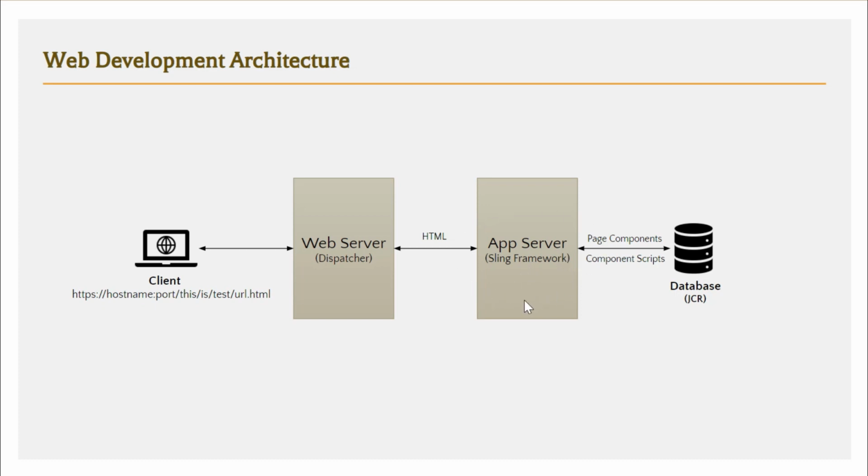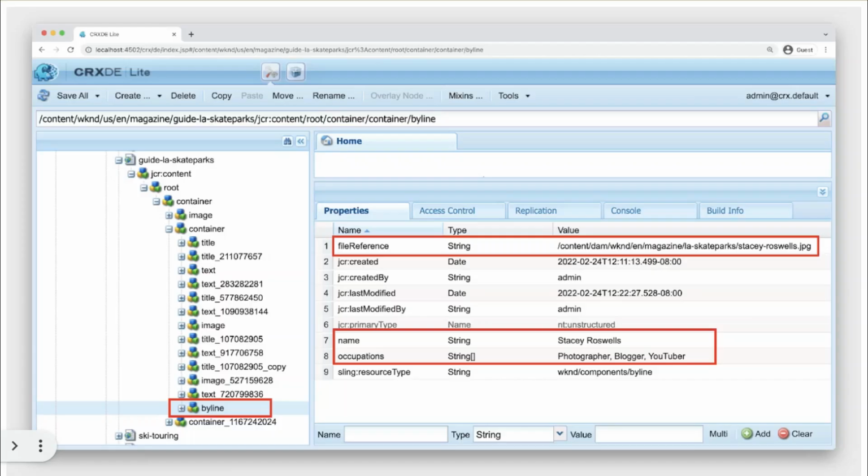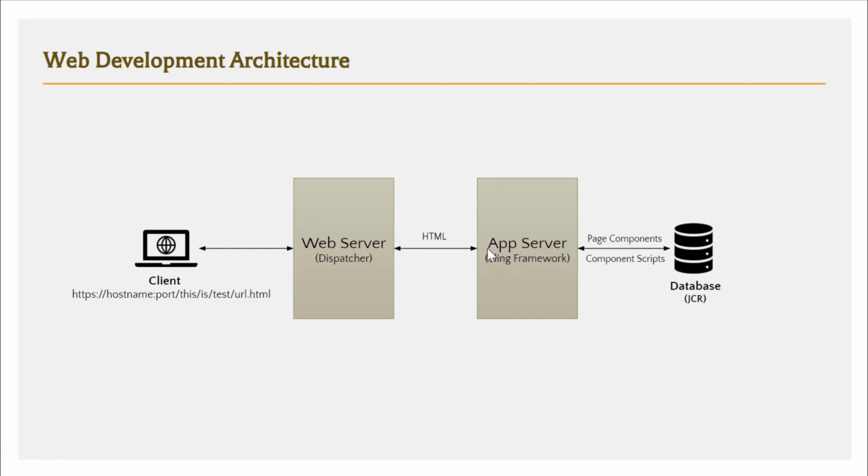Then the Sling framework will execute those scripts and finally convert them into HTML format. First it will execute this component and get the HTML code for it. Then it goes to the next component, executes, and gets the HTML. Like that, each and every component it will execute and get the HTML format, and finally it will stitch all those HTMLs into this particular page, and that stitched HTML page will be sent as a response to the web server, which then will be sent to the client. So this is how the AEM architecture will work.